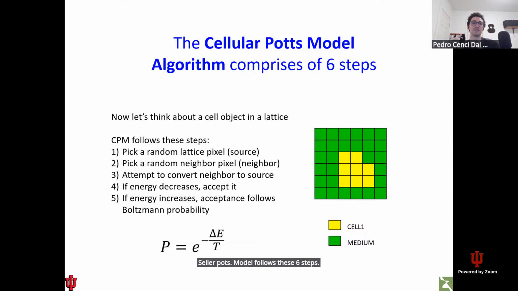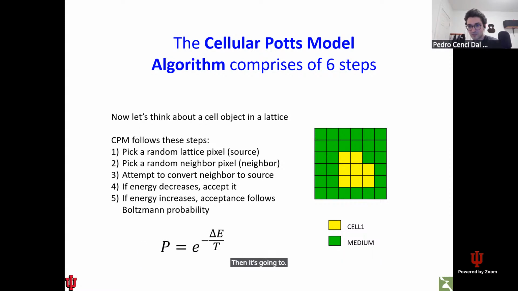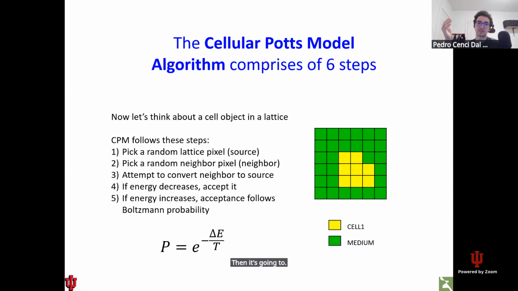The first step is picking a random pixel of the lattice. We call it the source pixel. Then it's going to pick a random neighbor pixel from the source pixel. We call this the neighbor pixel. Then it's going to attempt to convert the neighbor pixel to the source pixel. If the energy decreases, you accept it for sure, 100% chance. And if the energy increases, there is an acceptance probability function, which is the same function we just saw.